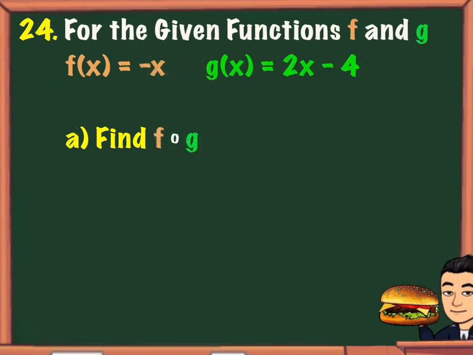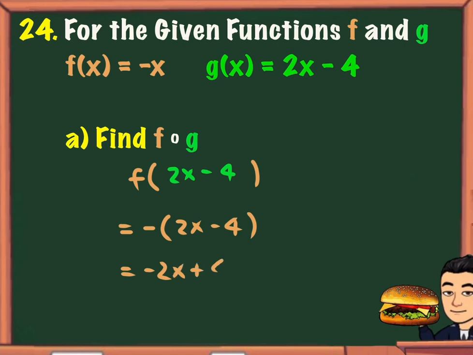For number 24a, let's go ahead and find f composed with g. So you can write that as f of g of x. And we do know that g of x is equal to 2x minus 4. So go ahead and erase the g of x and replace it with 2x minus 4. Next, in order to find f of 2x minus 4, you want to insert the 2x minus 4 into the x. So this is going to equal negative (2x minus 4). Distribute the negative sign, you get negative 2x plus 4.